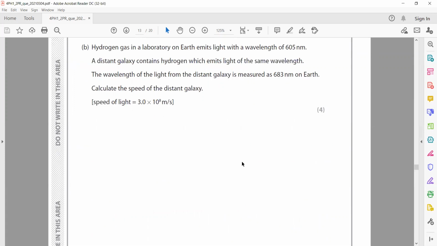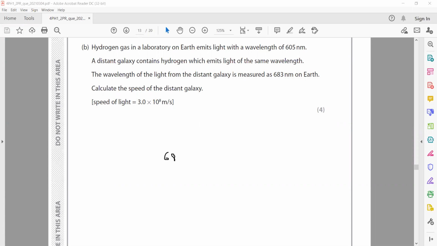Hydrogen gas in the lab on Earth emits light of wavelength 605 nanometers. The distant galaxy contains hydrogen which emits the same wavelength. The wavelength of the light from the distant galaxy is measured to be 683 nanometers on Earth. Calculate the speed. So first we calculate the Doppler shift: the change in wavelength divided by the original wavelength will give us the Doppler shift, and the Doppler shift is v by c. V is the speed at which the galaxy is moving.